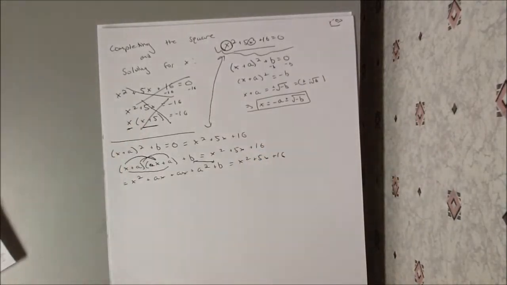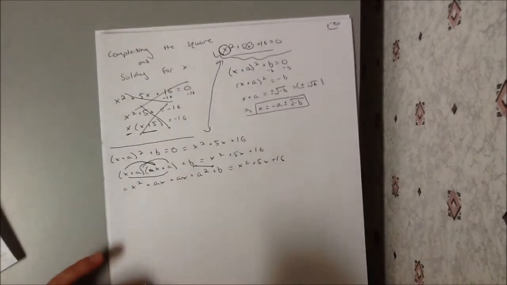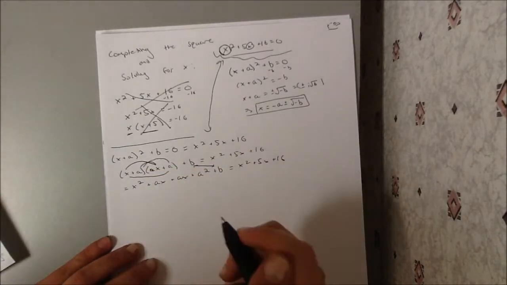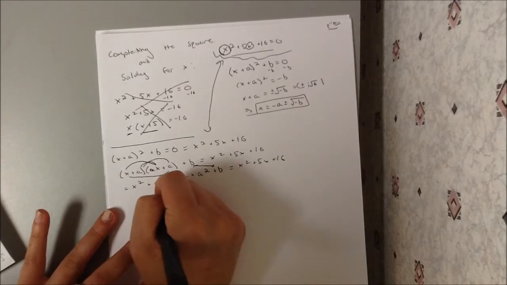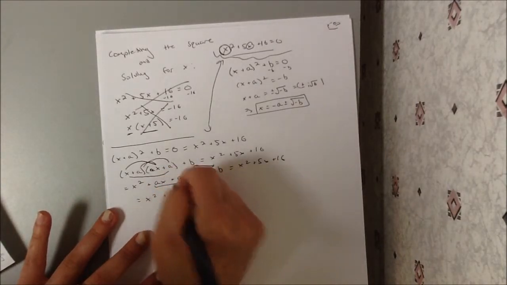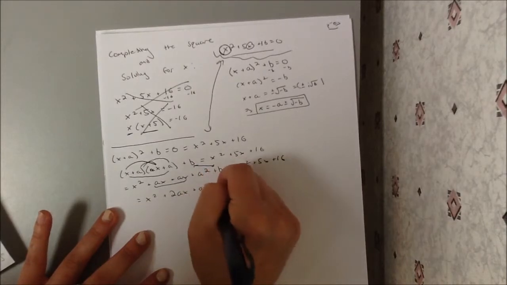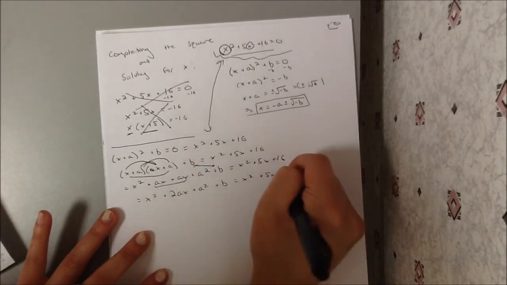Okay, I'm going to pause for a second. I want you to look at that and tell me that it's kosher. It's kosher. Awesome, it's kosher. Good. Right, so now we're going to simplify it out. x squared plus 2ax, a plus a is 2a, plus a squared plus b equals x squared plus 5x plus 16.